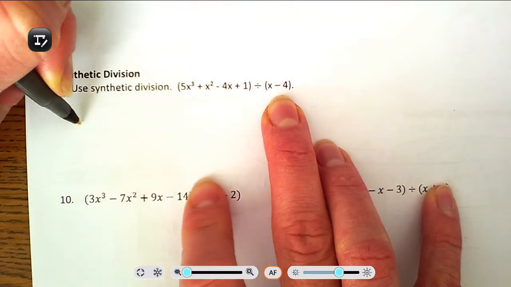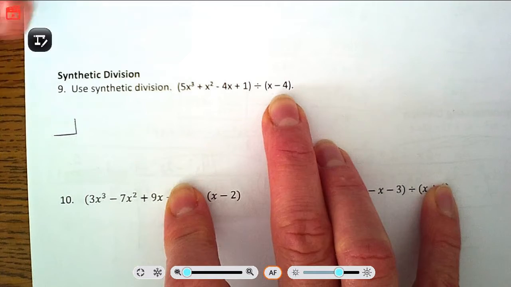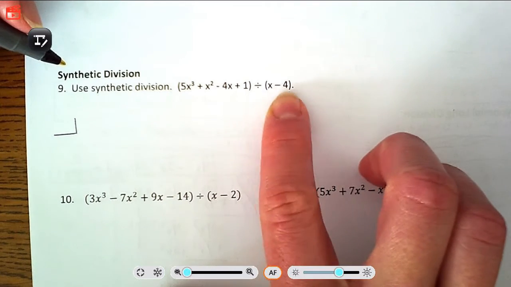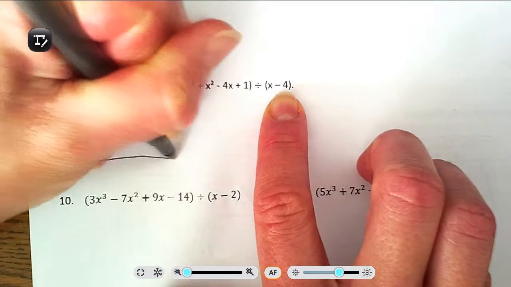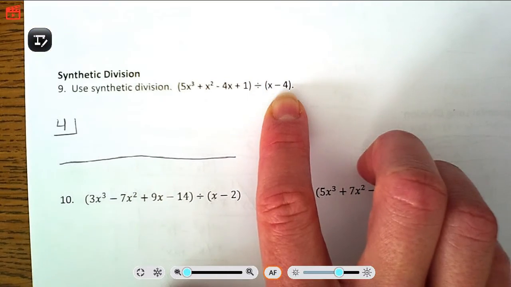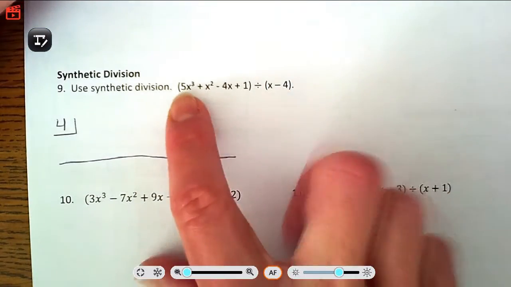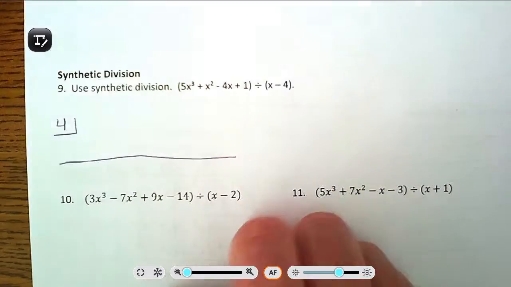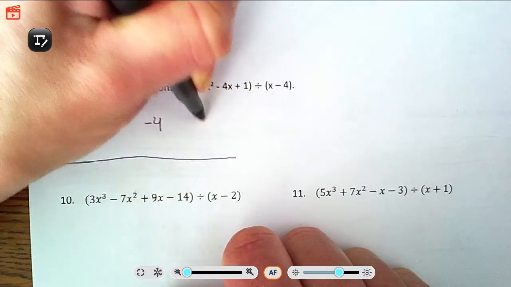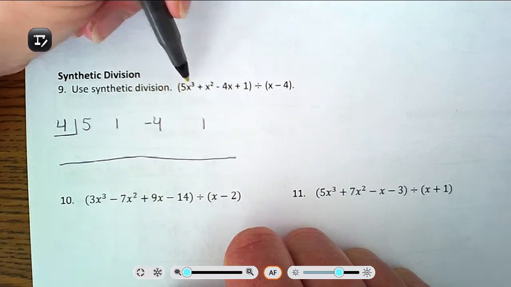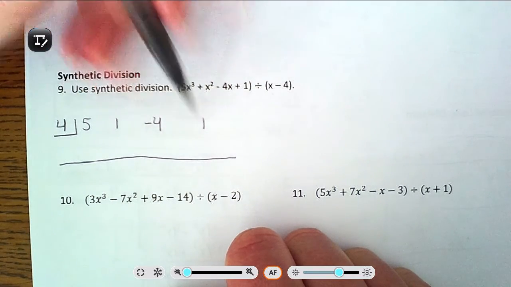What I'd like to do is to put in the box off to the side just the opposite of the sign of the value over here. This takes the place of the subtraction step, or switching the signs that we did in the long division. Then over here, I would like to list out the coefficients. So 5, 1, -4, 1. Being careful that if there's a missing term that I'm leaving a 0 placeholder for that term.